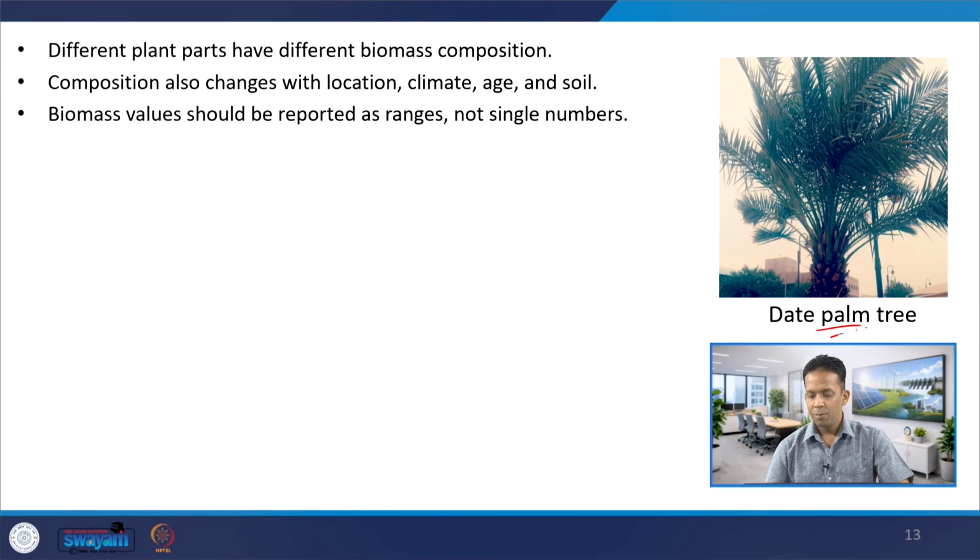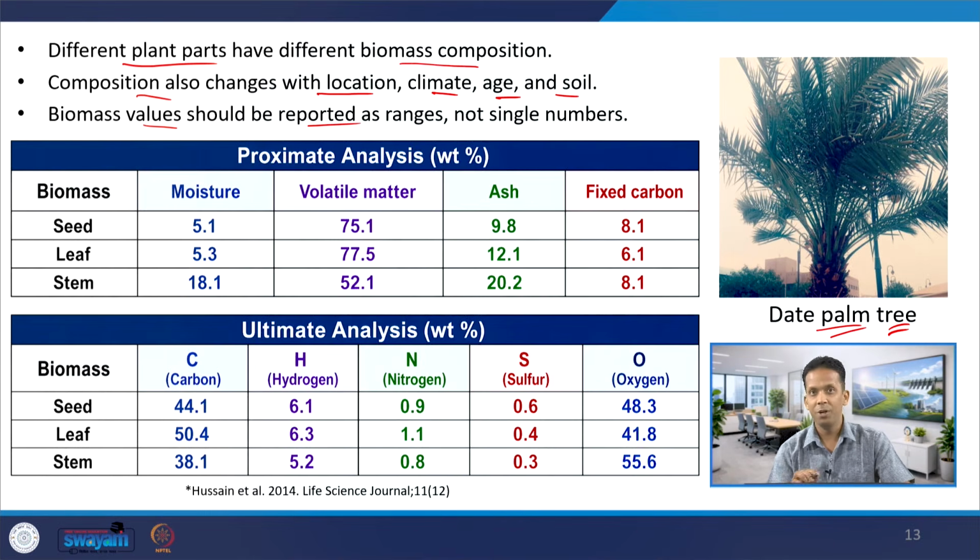This is an example of a date palm tree, and the heterogeneity in biomass is so much that even for the same tree, different parts will have different biomass composition, and different trees at different locations can also have different composition because it changes with location, climate, age and soil. Hence biomass values are often reported as ranges or average values, and not as single numbers.